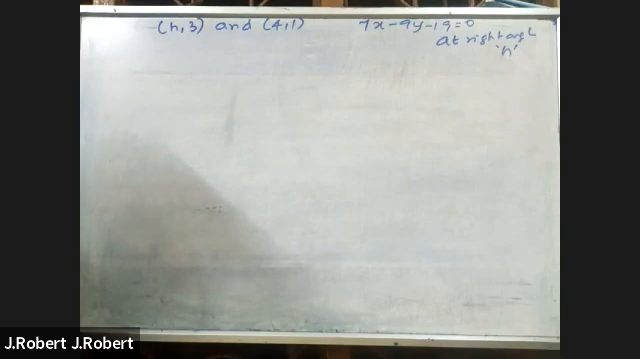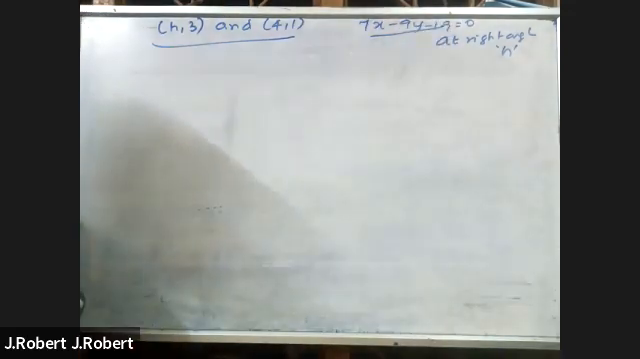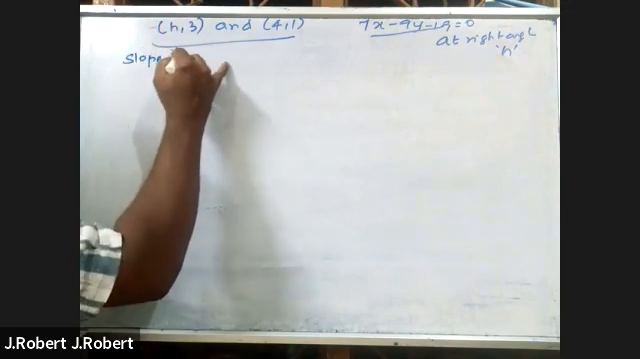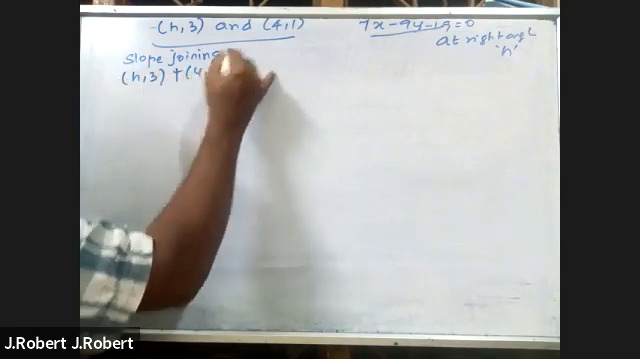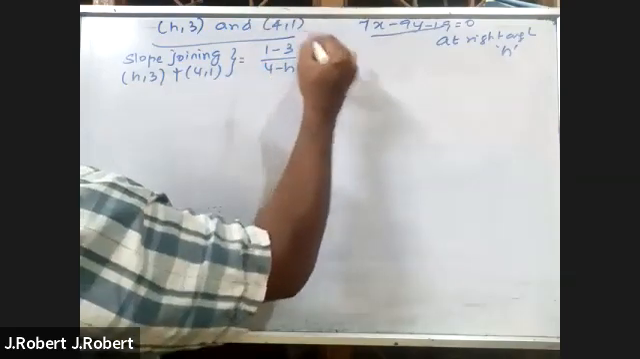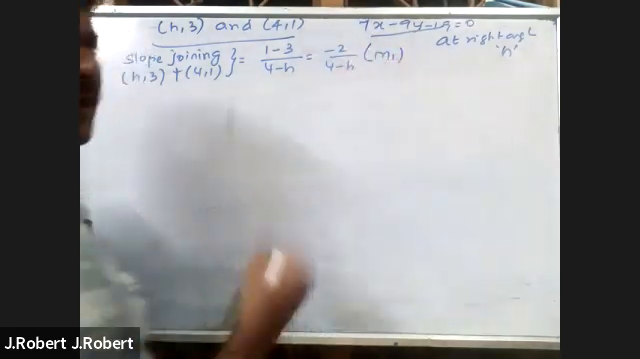Okay, again repeat, the line through the points h comma 3 and 4 comma 1 intersects the line 7x minus 9y minus 19 equal to 0 at right angle. Appo, idhula form பண்ற லைனோ இந்த லைனோ perpendicular இருக்கு. நான் ஏற்கனவே சொன்ன perpendicular means the product of the slopes is equals to -1. Now you find out the slope joining h comma 3 and 4 comma 1. y2 minus y1, that is 1 minus 3 divided by 4 minus h. Minus 2 divided by 4 minus h. Say this is called m1.